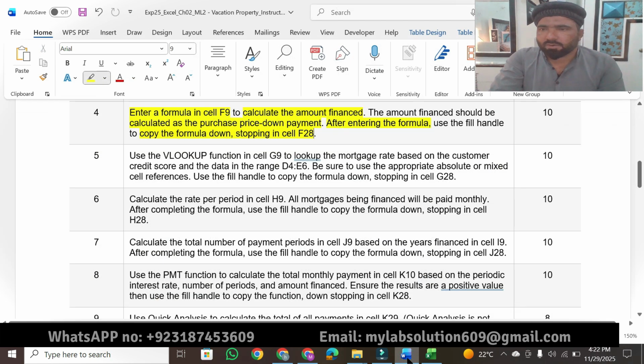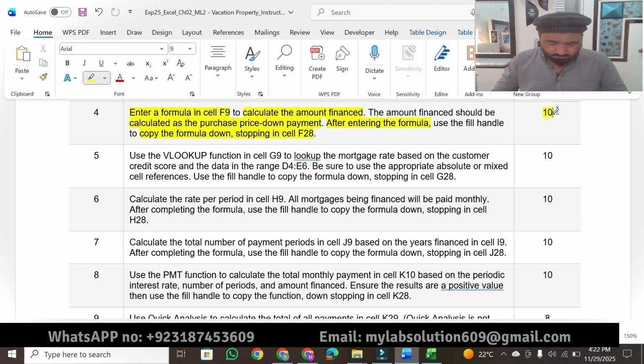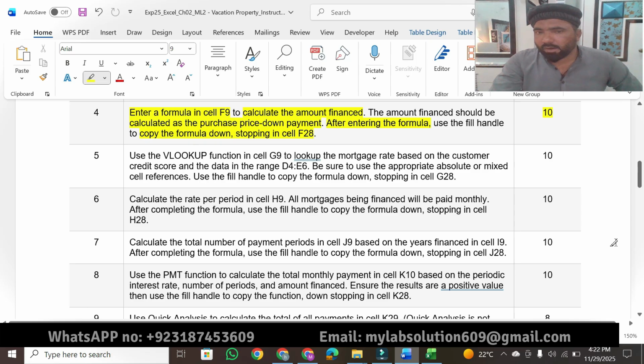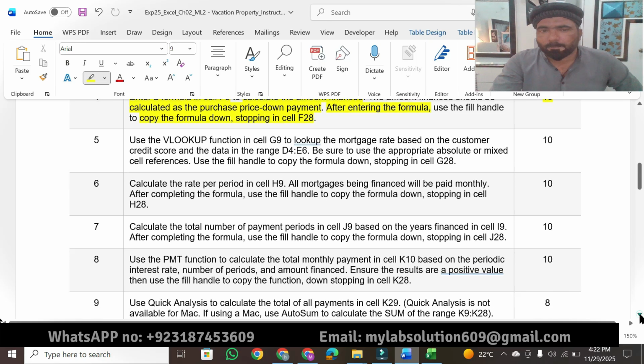Now we are moving toward question number five. After calculating, we use the fill handle to copy down, stopping in cell F28. This question is also 10 marks and we have done that one. Now we are moving toward question number five, after solving question number four.